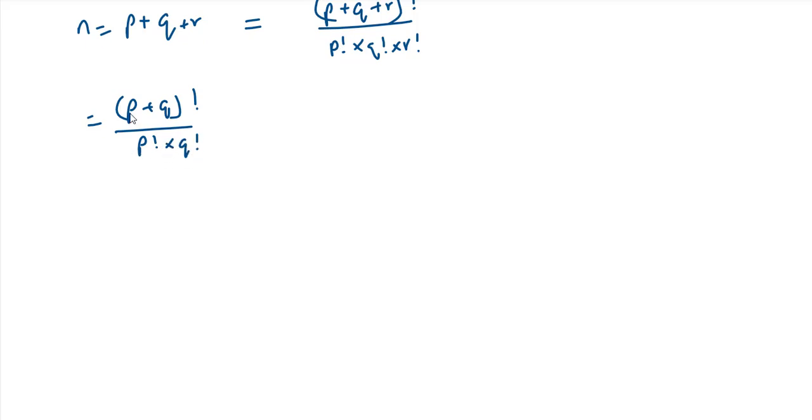Now what if the sizes of both the groups are equal? So p is equal to q. In this case there will be two conditions. In the first condition, both these groups will have distinct identities.